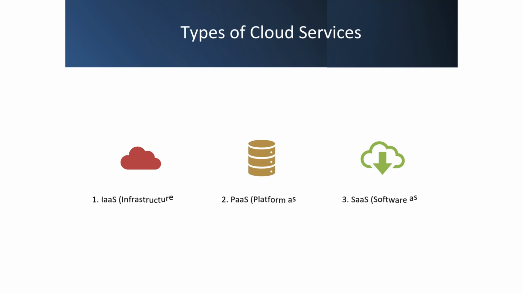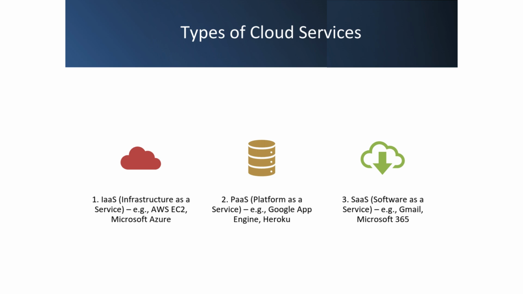There are basically three types of cloud services. पहला IaaS, which is called infrastructure as a service, जो large vendors provide करते हैं like AWS, Microsoft, Google. Then there is something called PaaS, which is platform as a service, जो Google, for example, Google App Engine या Heroku. And third, which is called SaaS. Typically हमारे Gmail, Microsoft 365 और probably even Facebook.